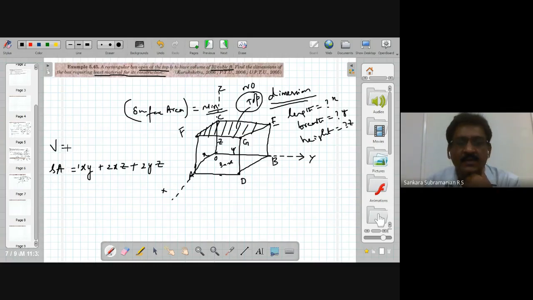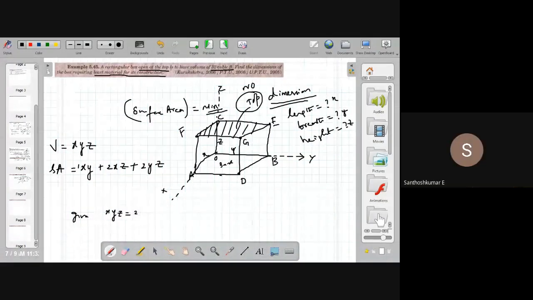Volume, if you take it, is length into breadth into height, xyz. This is the volume of this rectangular box, length into breadth into height. Surface area is this. Now, what they have given for the volume is that this volume must be 32 cubic feet. So given xyz equal to 32.